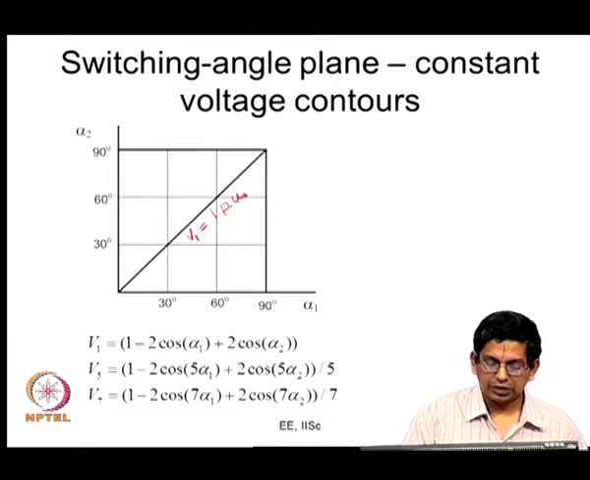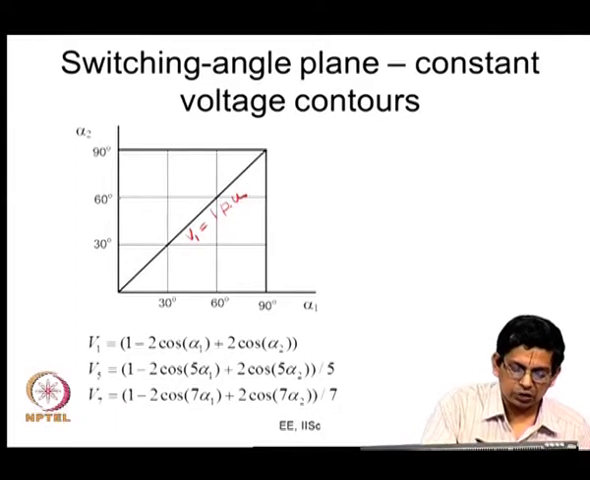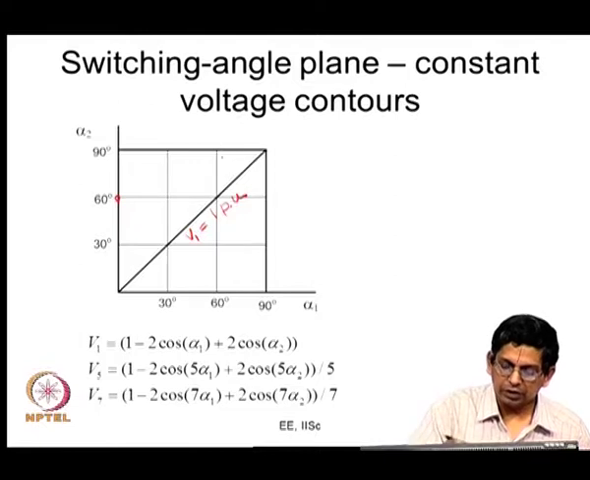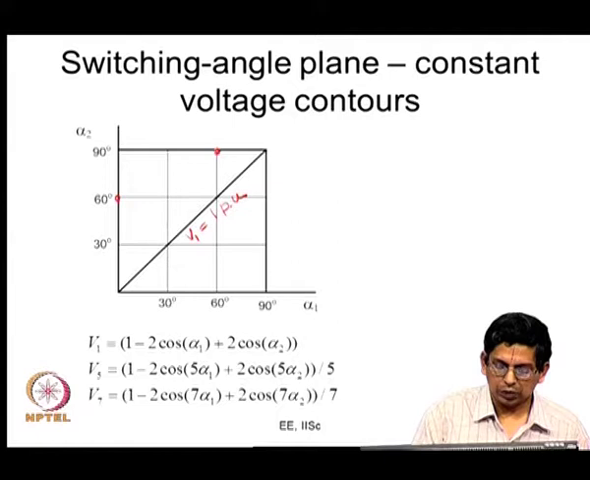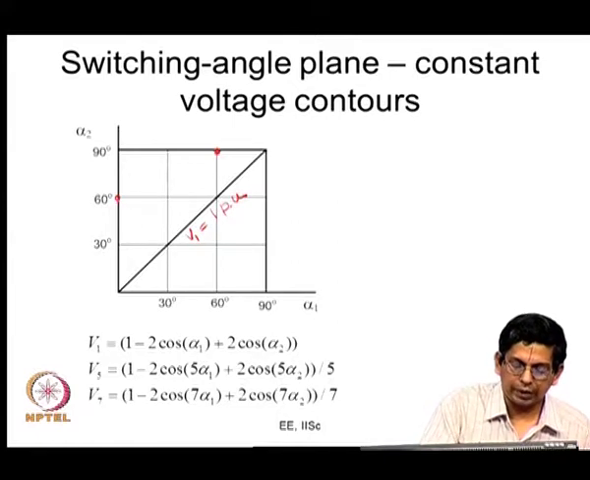So, it is a square wave operation, there is nothing more than that. If you want to take V1 equal to 0, you can see that this point would correspond to V1 equal to 0. You would find that this point, alpha 1 is 16, alpha 2 equals 90, also corresponds to it. You can put these numbers in C. We have done this all in good detail earlier.